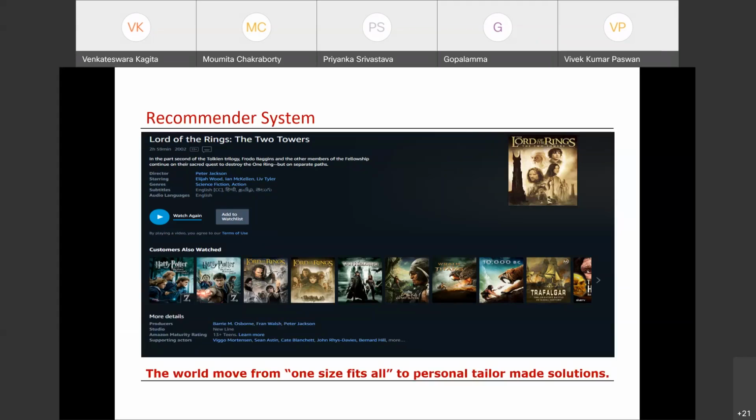So recommender system. Okay. So the world is moving from one size fits all to personalized and tailor-made solutions, isn't it?